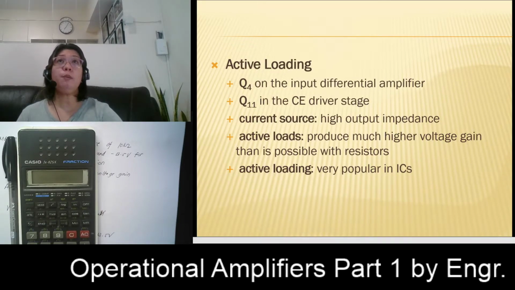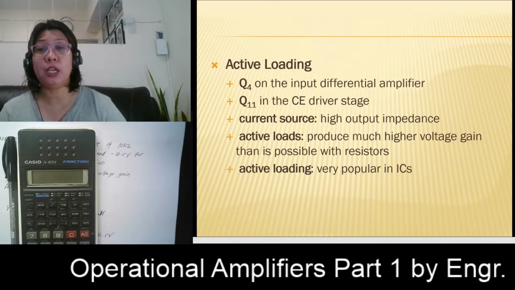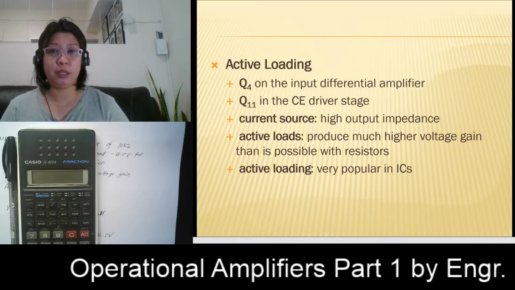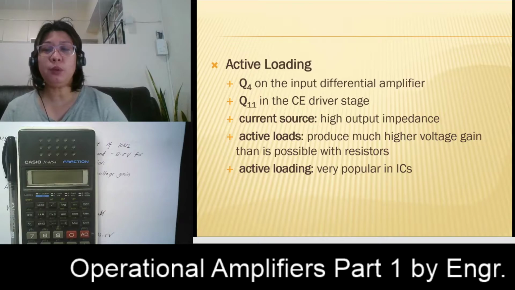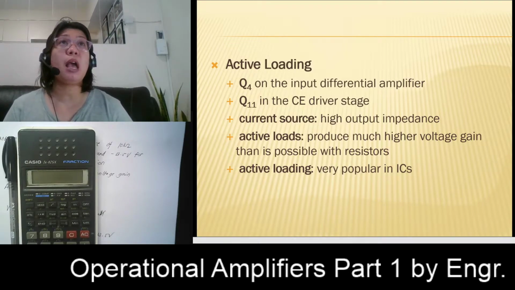Okay, so what do we mean by active loading? We have here your Q4 on the input of your differential amplifier and your Q11 in the common emitter driver stage. So for active loading, we usually make use of a current source. They have high output impedance.